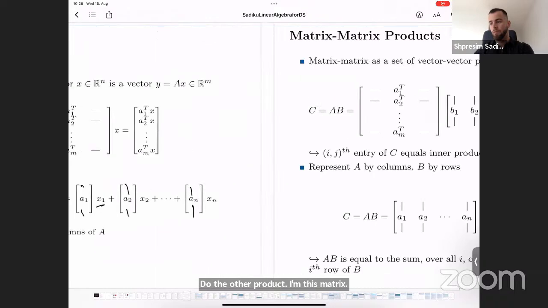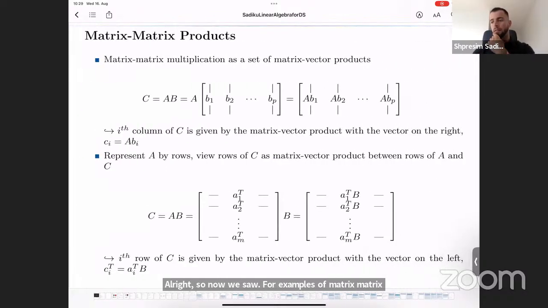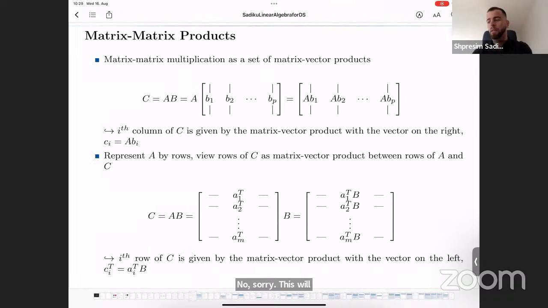All right, so now we saw 4 examples of matrix products. We have 2 more. We can look at the matrix multiplication as a set of matrix vector products. So we have the matrix A here, and we represent the matrix B containing P elements, where each of the P elements is on its own a column vector. And then we simply multiply the matrix A by the column B1. So the ith column of the matrix C is simply given by the matrix vector product with the vector on the right. So Ci equals the product A times Bi.